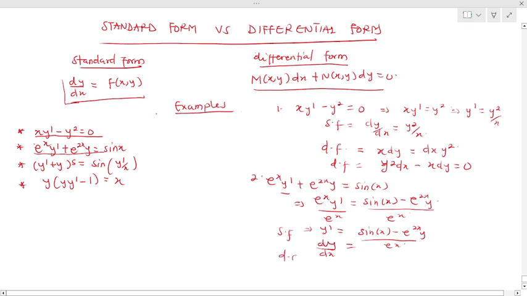So the differential form for this is simply, I'll cross multiply my dy over dx, and I'm going to have e to the power x multiplying dy. So e to the power x multiplying dy should be equal to, now you can see the dx is here, it will be multiplying whatever you have here. So I'll have dx multiplying sine of x minus e to the power 2x multiplying y.